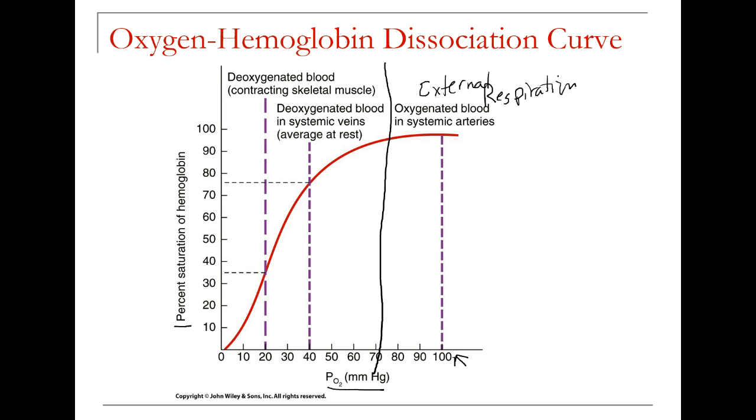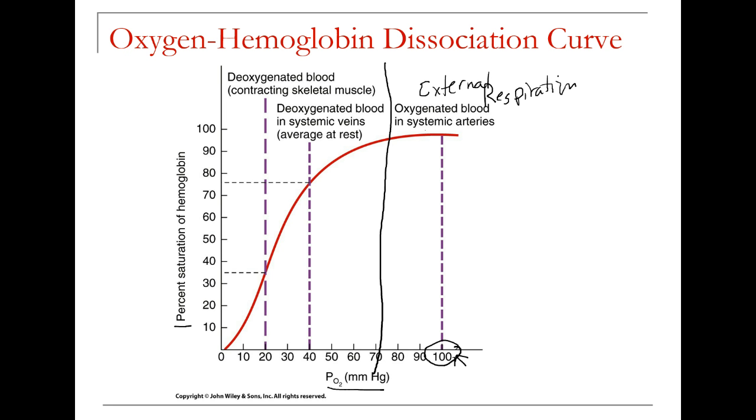Is it 100% of them have it attached? We would say 100% saturation. Are only 50% of the hemoglobins fully full of oxygen? We would say we were at 50% saturation. So up here at our very high partial pressure of oxygen, we see the highest amount of saturation.